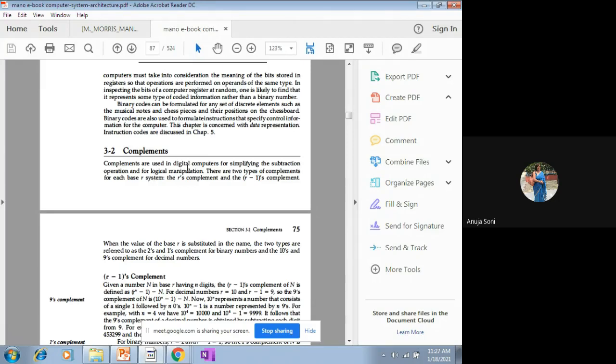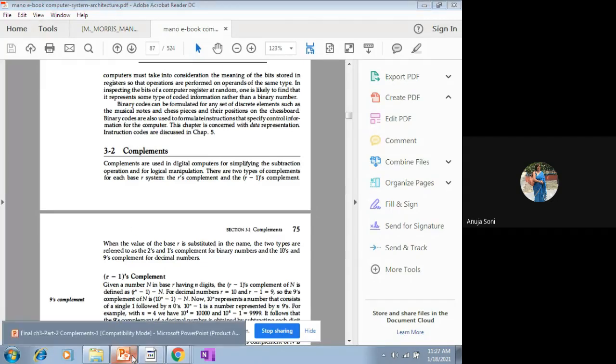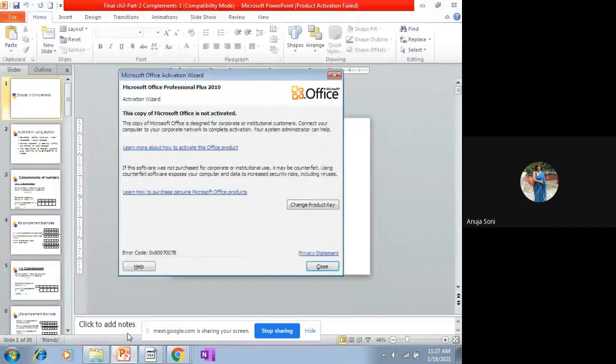the complements are required. So essentially there are two types of complements. One is your r's complement, another is your r minus 1's complement. Whenever we talk about the decimal numbering system, what kind of two complements do we have? Let me open the PPT, and then from the PPT I would go onwards.